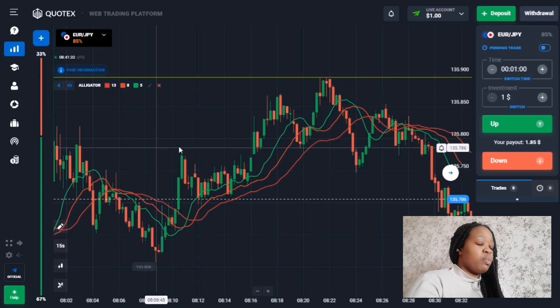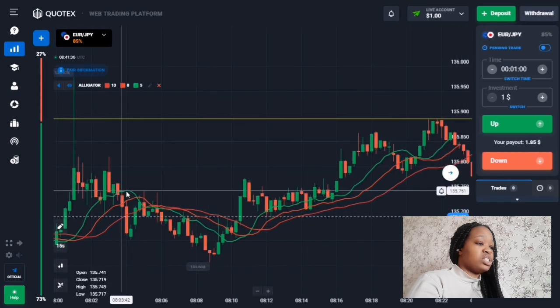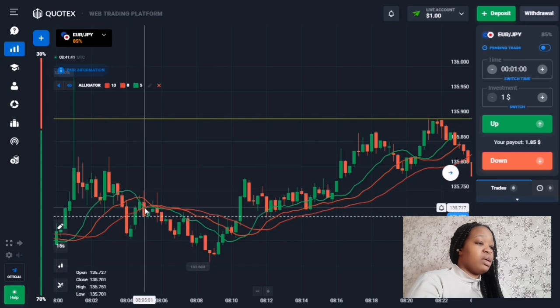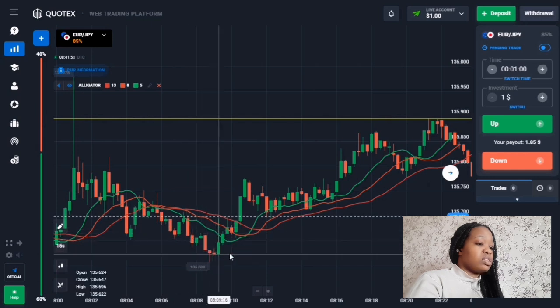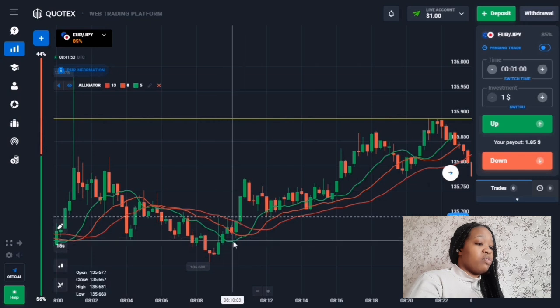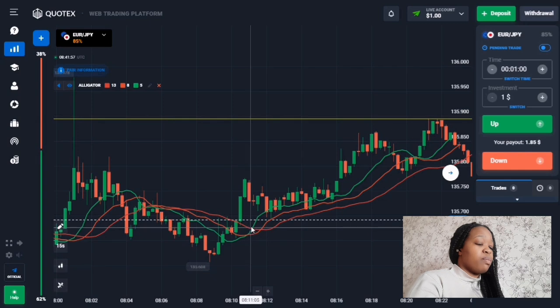The signal to open a trade is the moment when the green moving average crosses over the second moving average from top to bottom. At this point you can enter the market. It also indicates downward movement in the near future. The opposite is also true when the green moving average crosses over the second moving average from the bottom up.